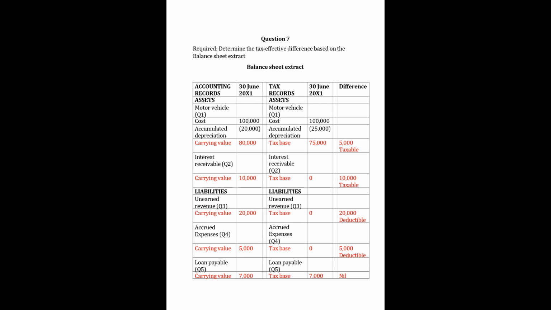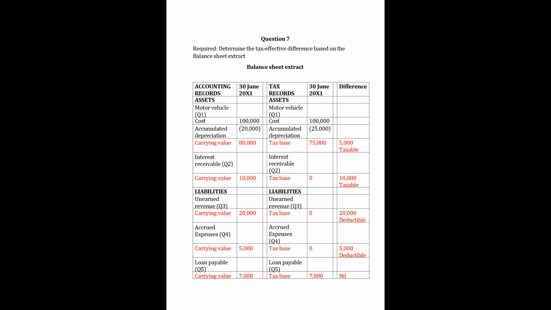In question 2, there was interest receivable, carrying value was 10,000 and the tax base was 0. The difference is 10,000. It's a taxable difference because the carrying value was higher than the tax base and it's an asset. And there is future cash inflows that we realize in the future, and that cash inflow for tax purposes becomes taxable.